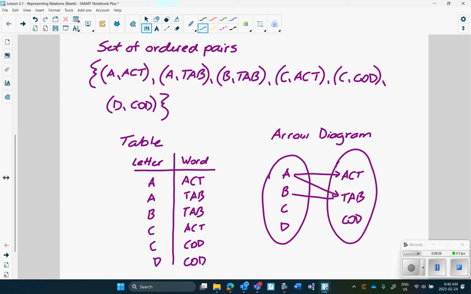B appears in tab. C appears in act, and C appears in caught. And D appears in caught. So it's a little bit convoluted, a little bit of a messy way to show the relation. But these three all show the same thing. Okay?